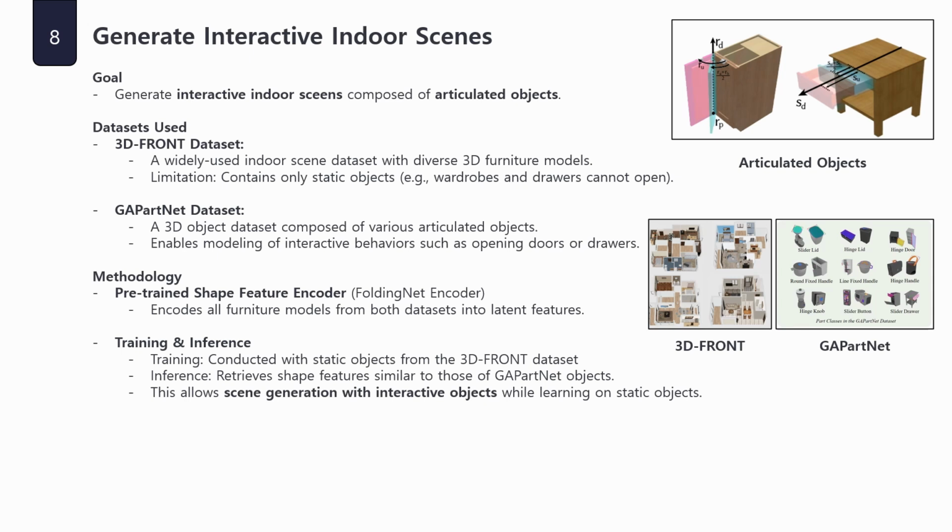Therefore, they also use the GA PartNet dataset, which is composed of diverse articulated objects. Using a pre-trained shape feature encoder, they encoded all furniture models included in both datasets. Subsequently, the training was conducted using the 3D-FRONT dataset, and during inference, the generated shape features were matched with similar furniture in the GA PartNet dataset and applied. In other words, the model is trained on the latent feature of static objects from 3D-FRONT, but it can generate scenes including interactive objects from GA PartNet.